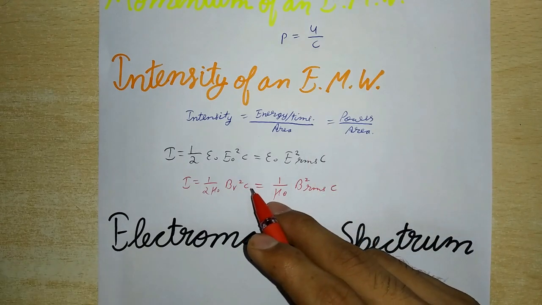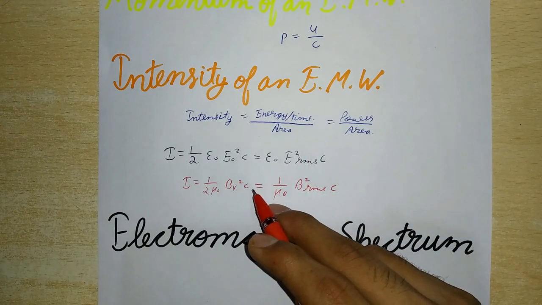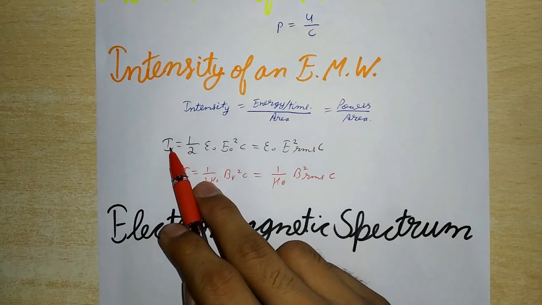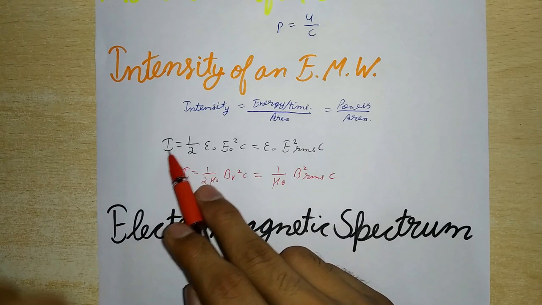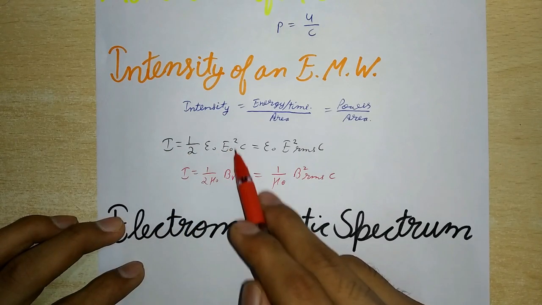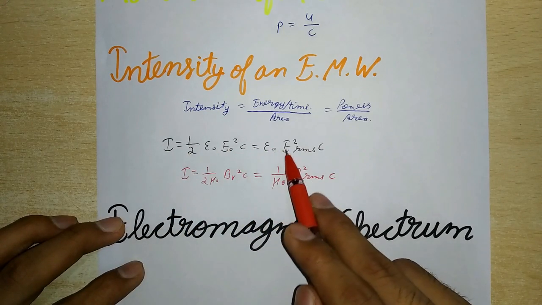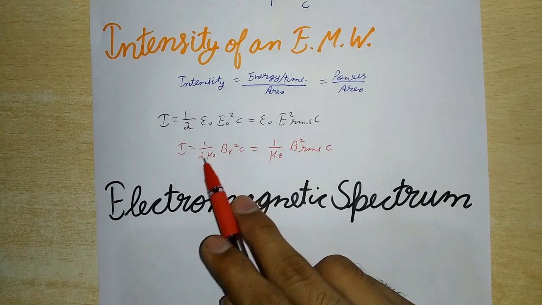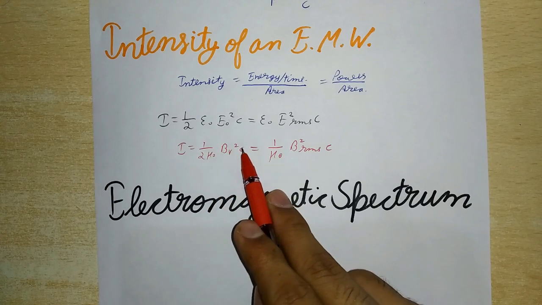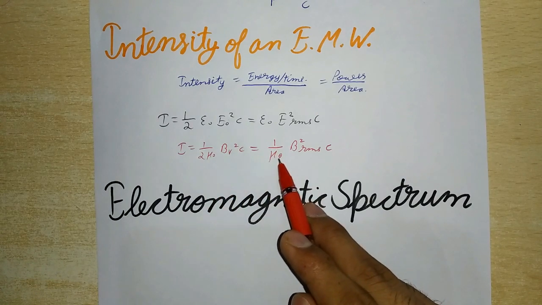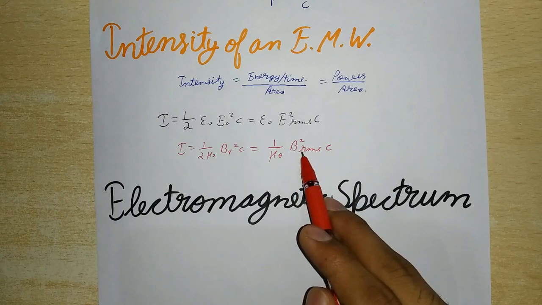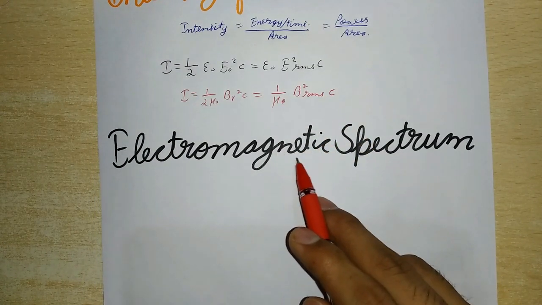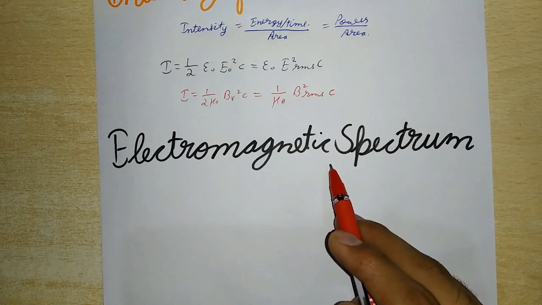And for an EM wave of average energy density U, I is equal to Uc, and also I is equal to 1 by 2 epsilon naught E naught square c, which is equal to epsilon naught E square RMS c. And I is equal to 1 upon 2 mu naught B naught square c, which is equal to 1 upon mu naught B square RMS c.